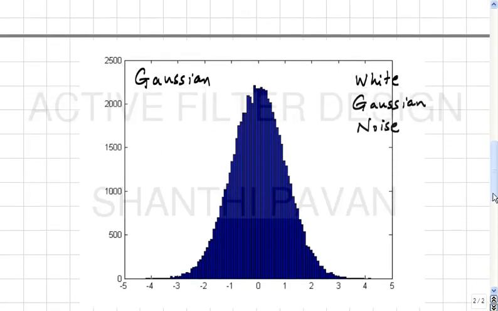Okay. Can whiteness be inferred from the histogram? Mean value is 0, fine. What I am asking you is whiteness, can this be inferred from the histogram? In other words, if I gave you this histogram, it's pretty apparent or a reasonable guess that this is Gaussian, right? But does whiteness also follow from the histogram? Yes, no, maybe. What is the y-axis?